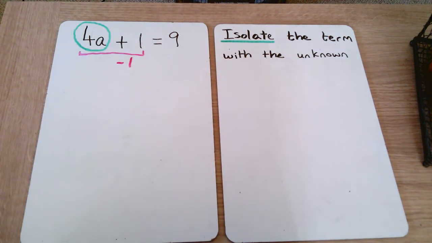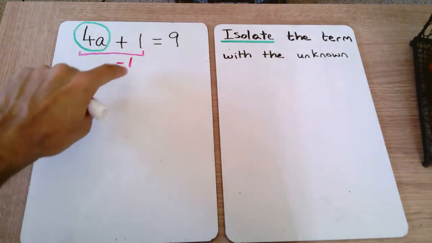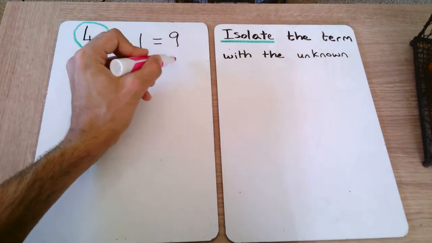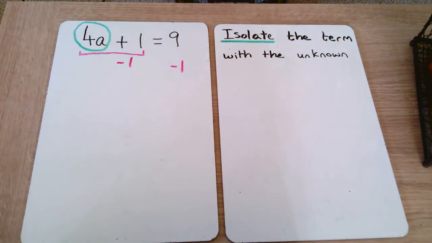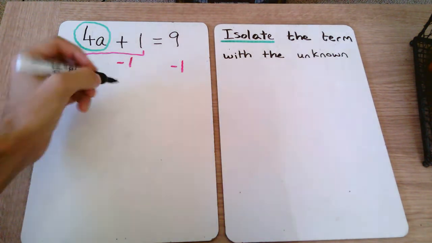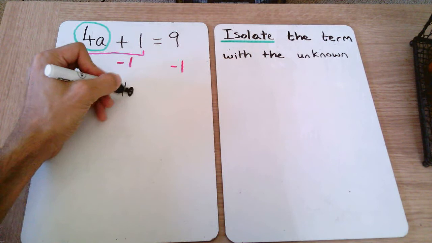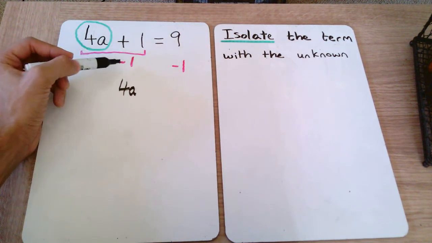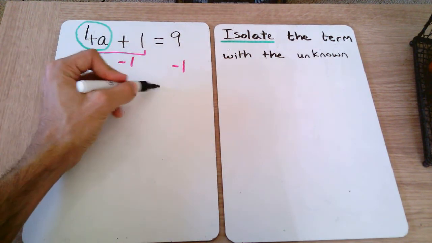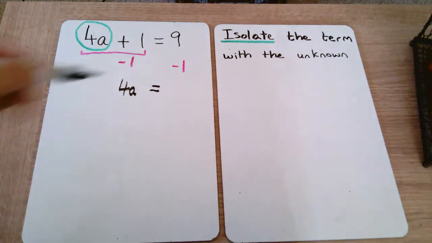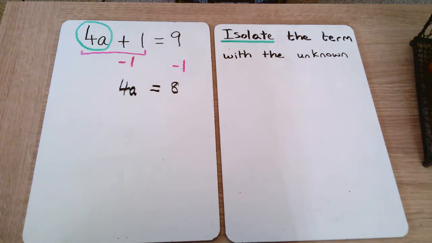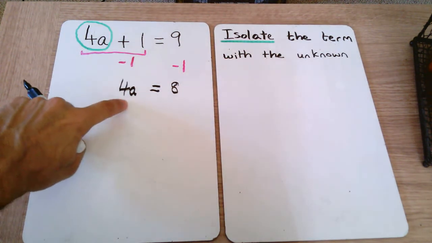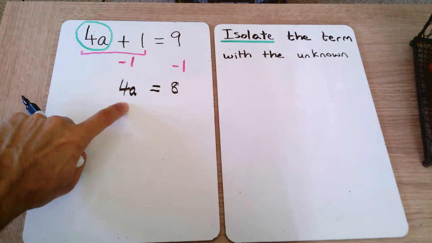But because the equation is always balanced, if I subtract 1 from this side, I have to also subtract 1 away from this side. What that leaves me with on the left-hand side is the 4a on its own, because the 1 and the minus 1 have cancelled out. And that's left me on the right-hand side with 9 minus 1, which is 8. Now I've isolated the term with the unknown. On the left-hand side, there is only one term which has the unknown in.